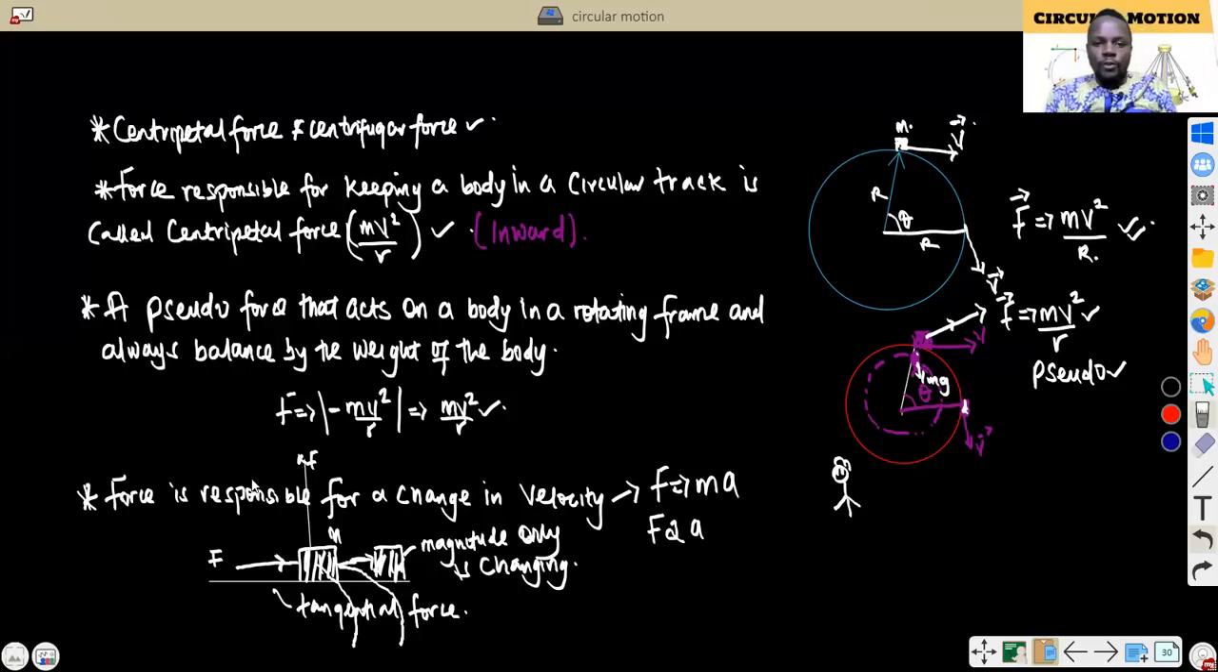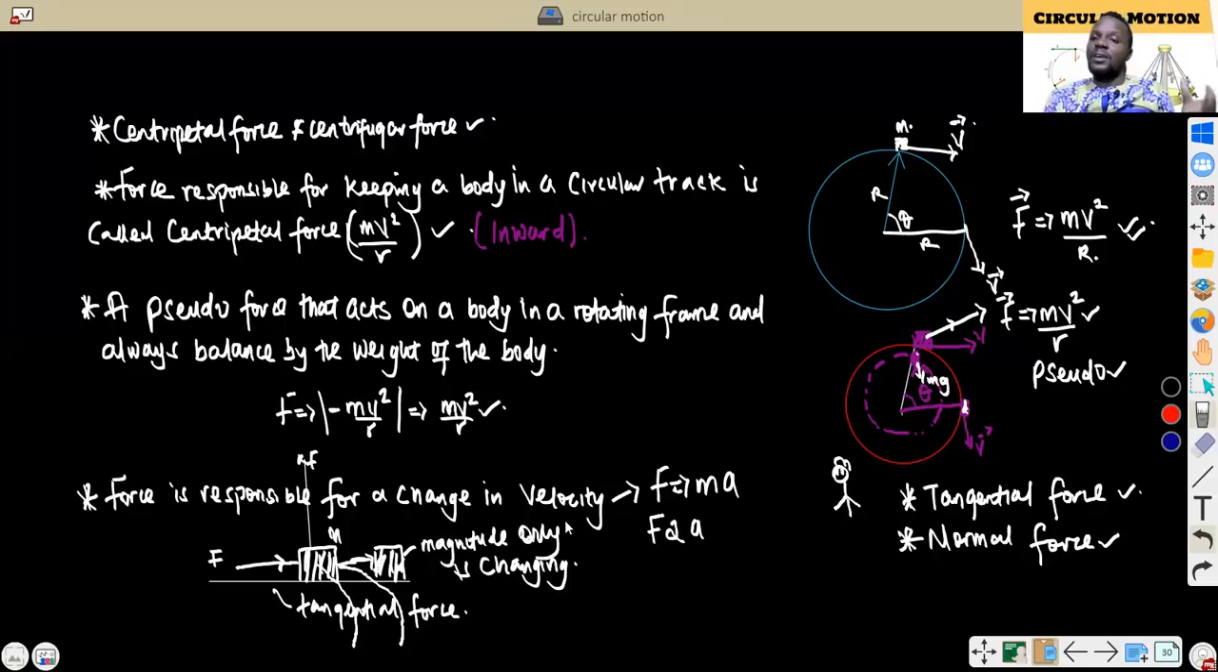Now, those forces that are responsible for change in direction are called what? Normal force. So what I'm saying in a nutshell is that there are two types of force: tangential force and normal force. My explanation is never too much, my dear student. So, normal force and tangential force.